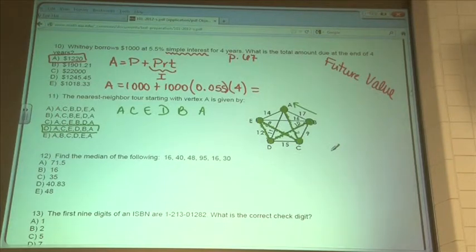Okay, next up. Find the median. What's the first thing you have to do when you're finding the median? Put it in order. Put it in order.